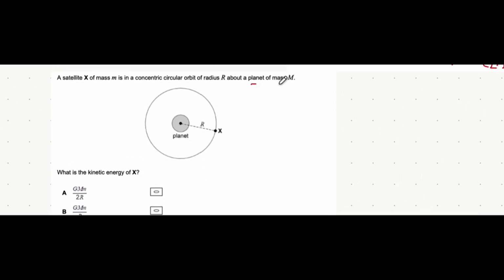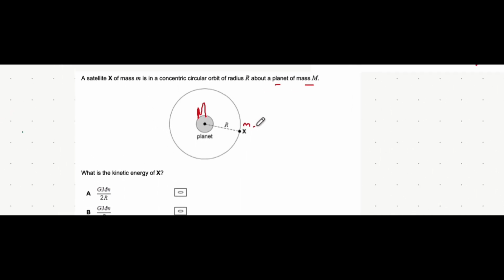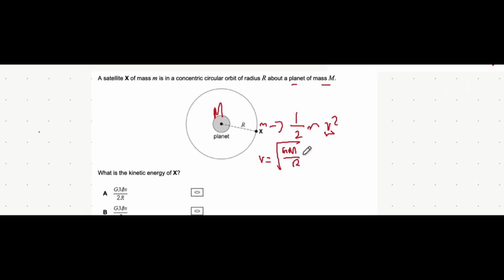So it's told you that the planet has a mass of M, and this little satellite has a mass of little m. Now the kinetic energy of any particle we know is just a half times its mass multiplied by the velocity squared. Now the velocity of the particle is due to the gravitational field, and actually there's an equation for it, which is that v is equal to root GM over radius. This is given to you in an exam.